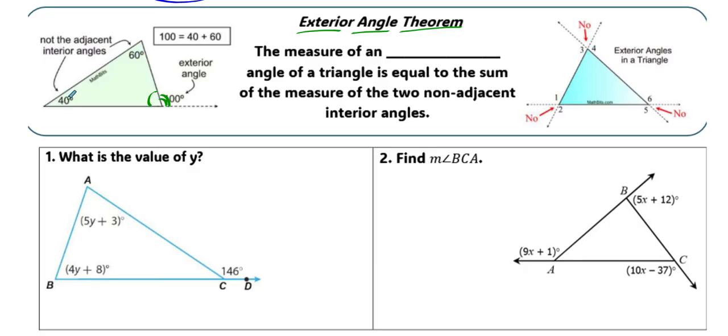The two other angles are called the non-adjacent interior angles. They're not adjacent to this exterior angle that we just set up. The exterior angle theorem says that the measure of an exterior angle is equal to the sum of the measure of those two non-adjacent interior angles. So this exterior angle is 100. That equals these two added up.